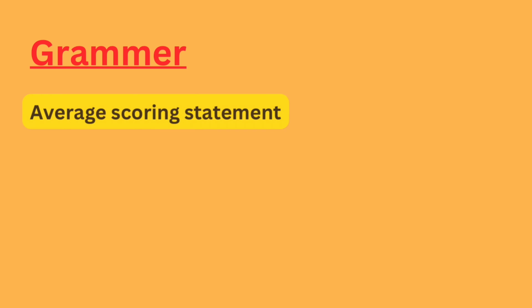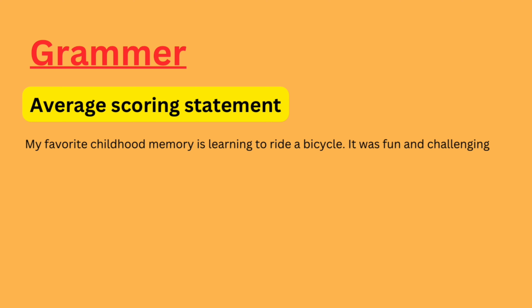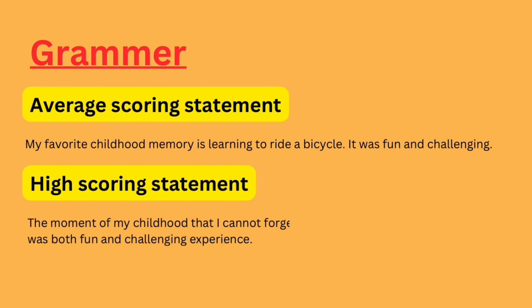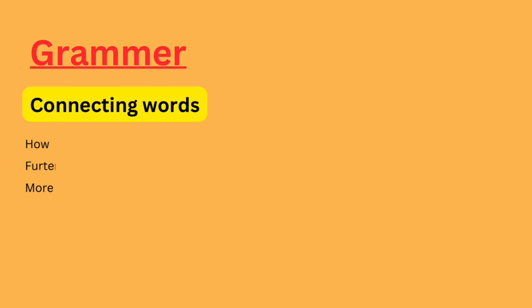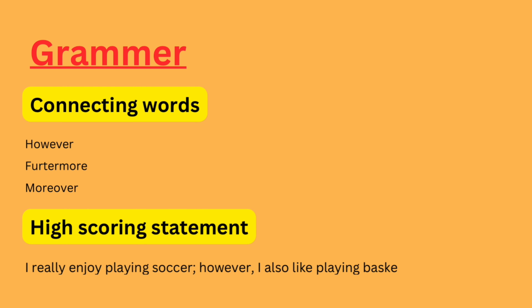So, for grammar accuracy and complexity, look at the average and low scoring way of speaking about your favorite childhood memory. My favorite childhood memory is learning to ride a bicycle. It was fun and challenging. Now, you can make the same sentence interesting and high scoring like this. The moment of my childhood that I cannot forget is learning how to ride a bicycle, as it was both a fun and challenging experience. Try to use connecting words like however, furthermore, moreover, etc. Let's take a look at one more example. I really enjoy playing soccer, however, I also like to play basketball.